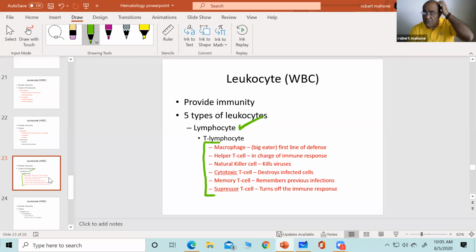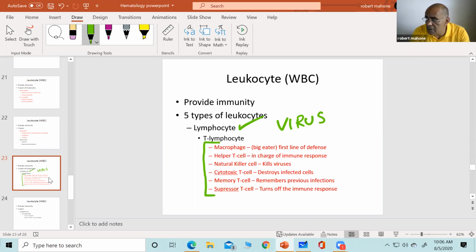And let's go through each one of those. What do lymphocytes do? They attack and destroy viruses. The one thing we haven't talked about. The neutrophils for bacterias, the eosinophils for allergens and parasites, and the lymphocytes destroy viruses.